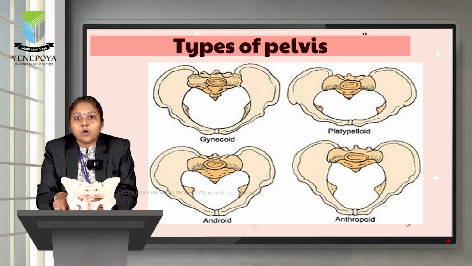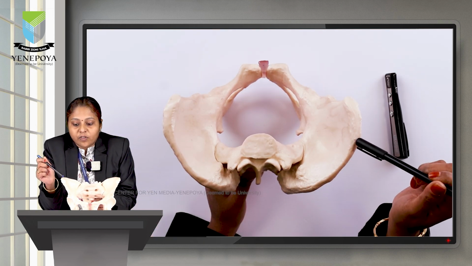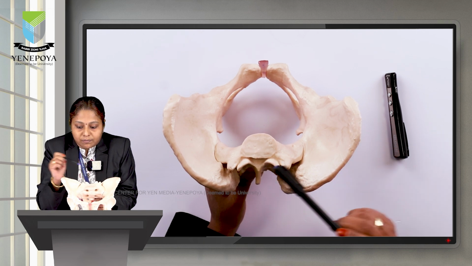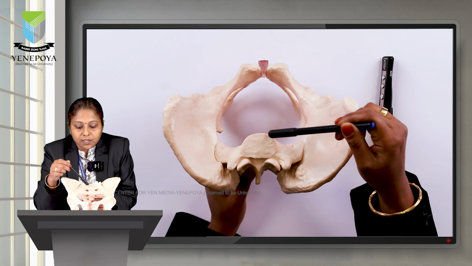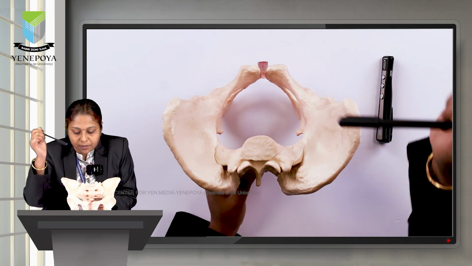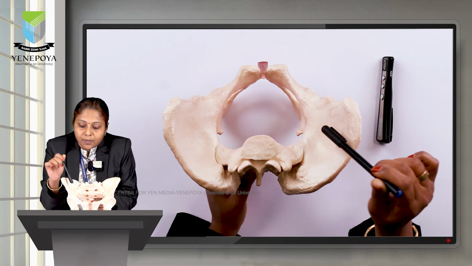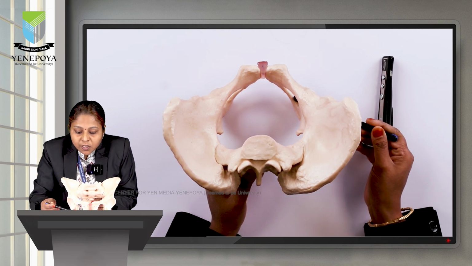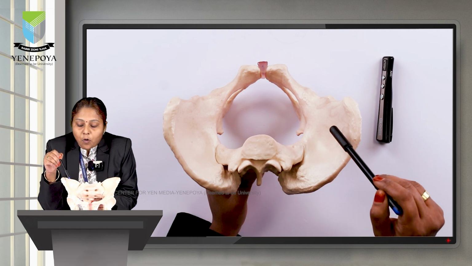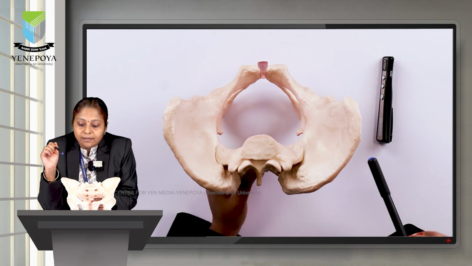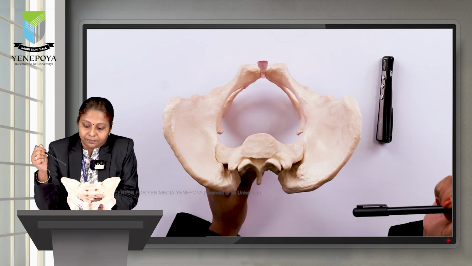Coming to the demonstration. The female pelvis has 4 pelvic bones: 2 innominate bones, the sacrum and the coccyx. Each innominate bone consists of the ilium, ischium and the pubic bone. We will see more in detail regarding the ilium. The ilium is the large flared outer part.